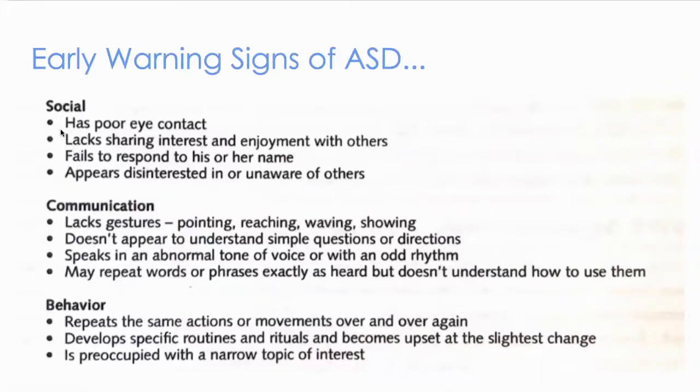Social, so we'll see some delays in poor eye contact. Kids will not want to look at you. They'll look anywhere but your eyes. Lack of sharing interest and enjoyment with others. Failure to respond to his or her name. It's almost as if you might detect that they have a hearing loss because when you call their name, they don't orient to their name. They don't look when you call their name. Appears disinterested in or unaware of others.